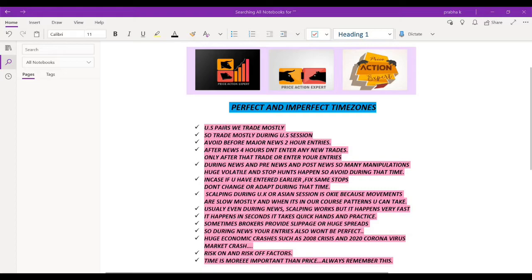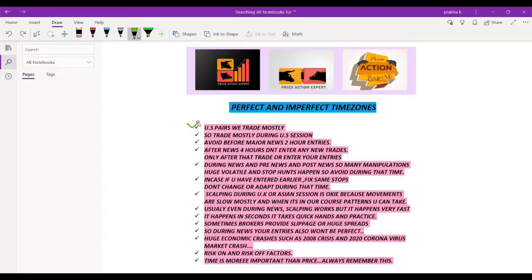So the first thing is, just trade US pairs only. Avoid the remaining pairs and try to trade during the US session. Try to trade the US pair mostly. Second thing is, trade during the US session. In the US session the market movement is really good in Euro USD. Try to trade during those sessions.